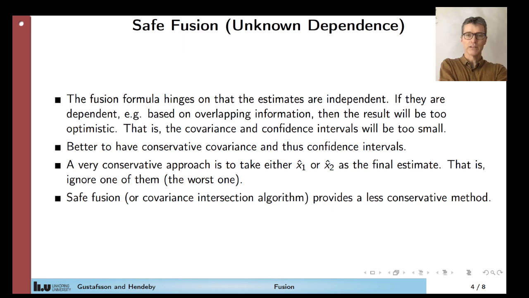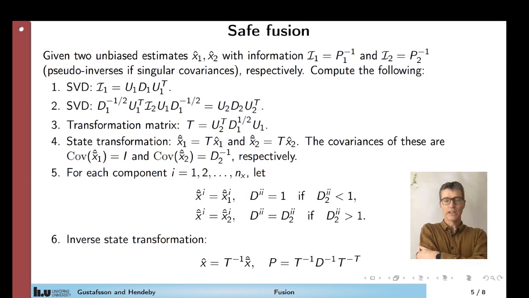And one conservative approach is to take either of the estimates. Then you certainly avoid double counting information. Safe fusion is an alternative where you combine x hat 1 and x hat 2 in a rather safe way to avoid being too optimistic. Here's the full algorithm. I will not try to explain all the details.